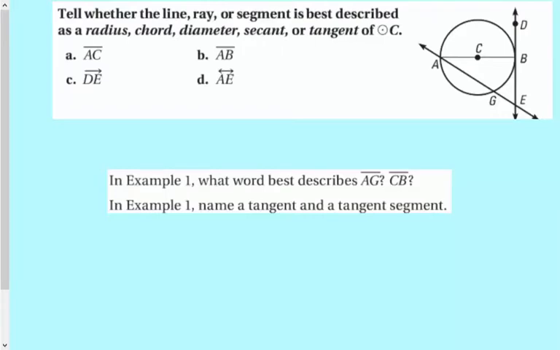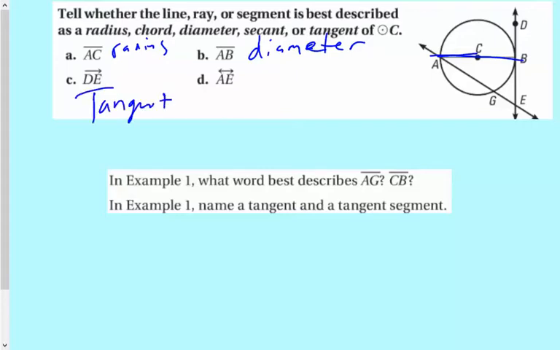It says, tell whether the line, ray, or segment is best described as the radius, chord, diameter, secant, or tangent. So I'm going to go through some. The first one is AC. That'll be a radius. Next is AB. That would be a diameter, because a diameter is basically a chord, but the diameter goes through the center of the circle. DE would be our tangent. Ray DE over here is our tangent, and then AE right here, notice how it's a line there, so that would be our secant.